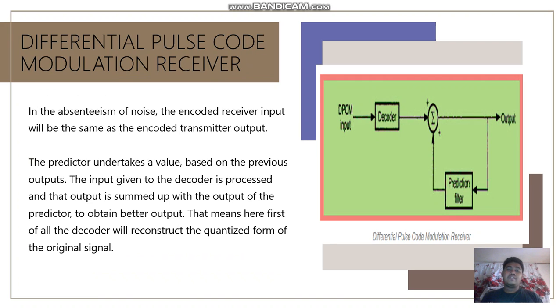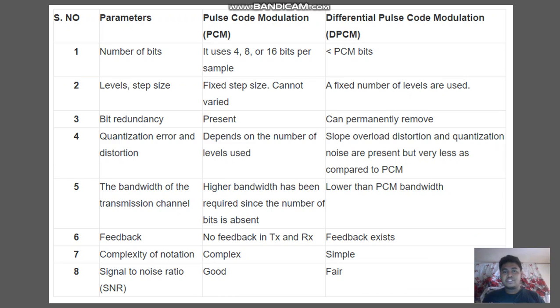So we have here the DPCM receiver. We have the DPCM input, decoder, summer, and output, and we have here a prediction filter. In the absence of noise, the encoded receiver input will be the same as the encoded transmitter output. The predictor produces a value based on the previous outputs. The input given to the decoder is processed, and the output is summed up with the output of the predictor to obtain a better output. That means first of all, the decoder will construct the quantized form of the original signal.